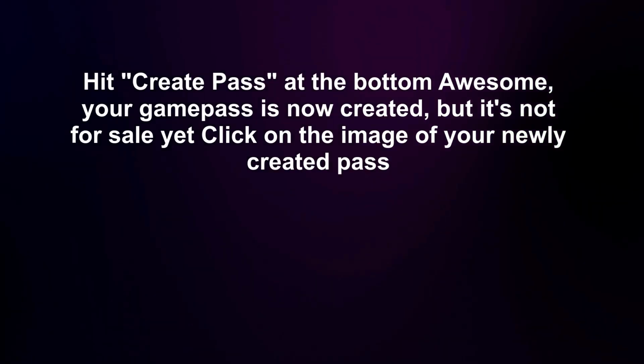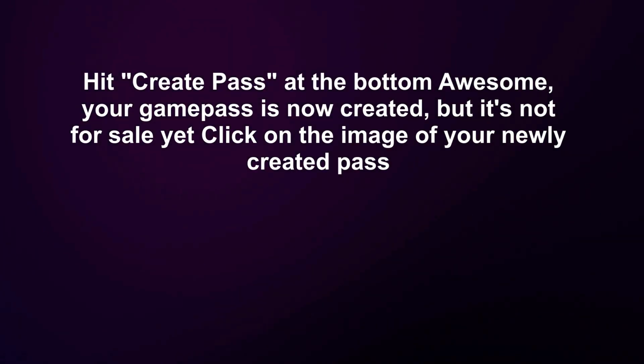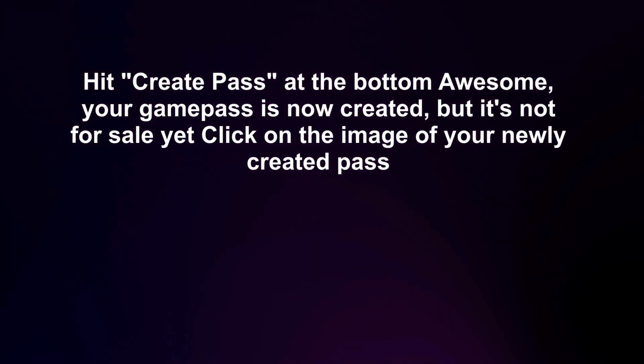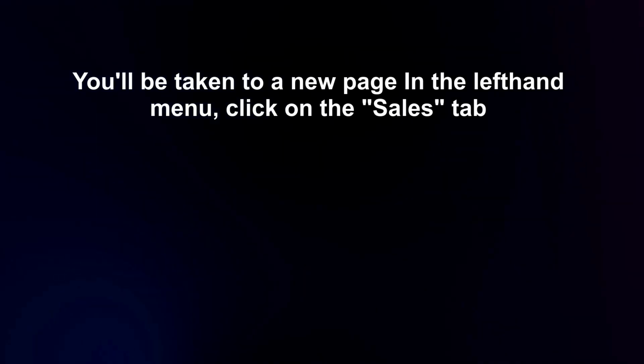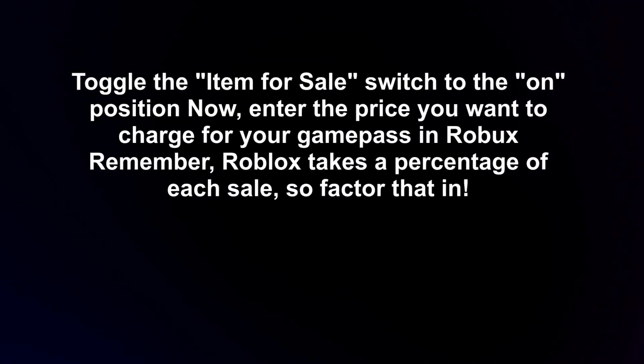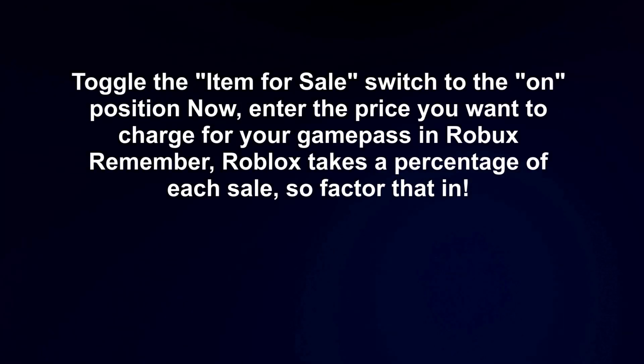Awesome. Your Game Pass is now created, but it's not for sale yet. Click on the image of your newly created pass. You'll be taken to a new page. In the left-hand menu, click on the Sales tab. Toggle the item for sale switch to the on position now.